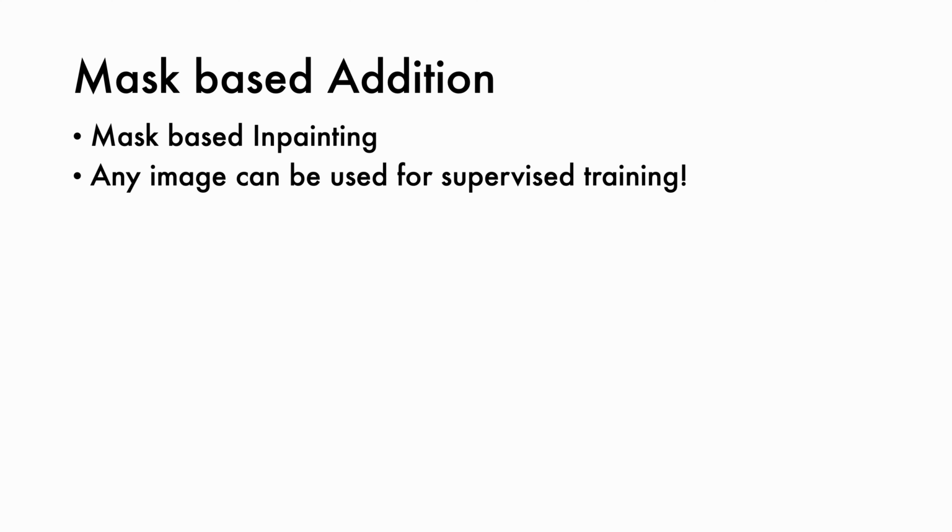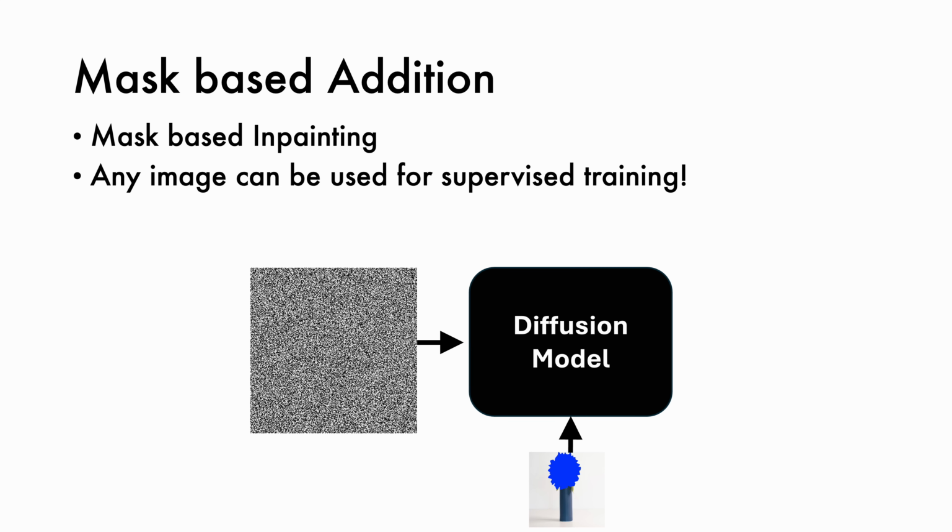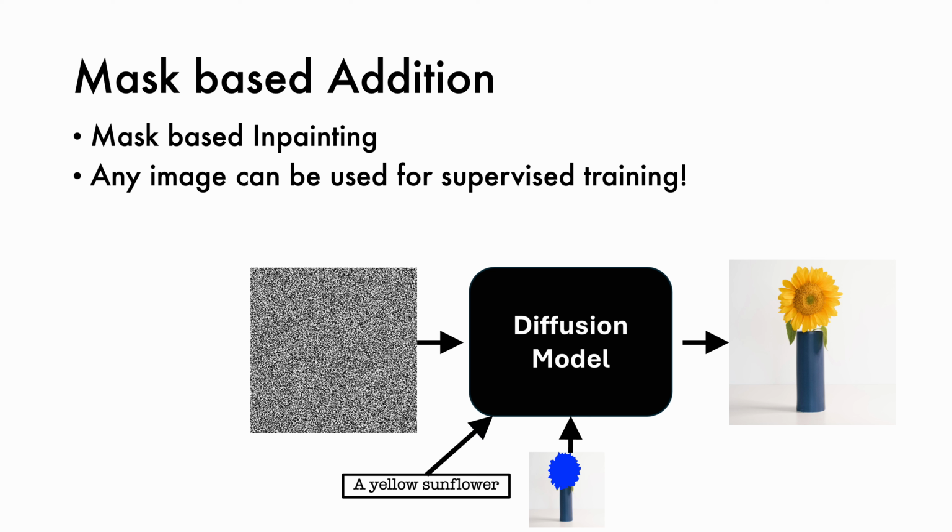One of the most successful image editing approaches is inpainting, where any image can be used for training given an input mask. A diffusion model is conditioned on the masked image and trained to predict the original image with textual guidance.